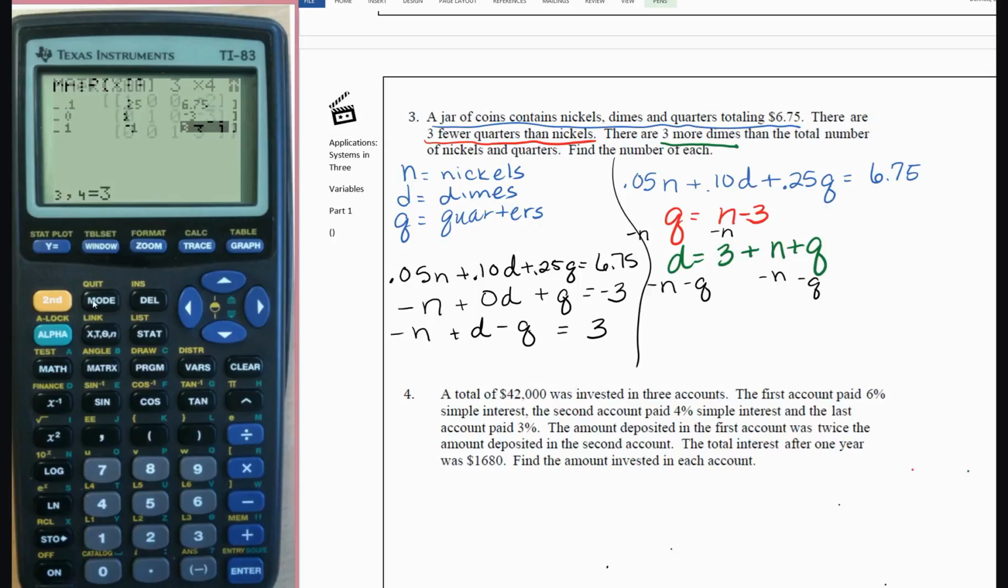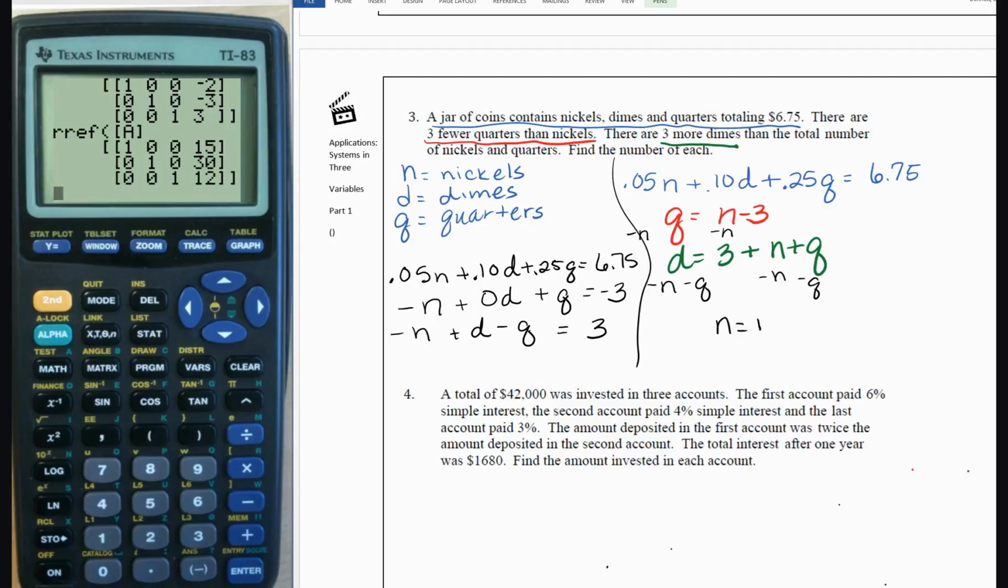I'm going to hit second, quit. Now, if you've done a lot of these, I know it's time consuming to hit matrix, go over to calc. If you've just done one, if you hit second, enter, and it brings up that RREF, you can just hit enter and it'll do it for this problem. So here's our reduced row echelon matrix, and that tells us that the number of nickels is 15, the number of dimes is 30, and the number of quarters is 12.